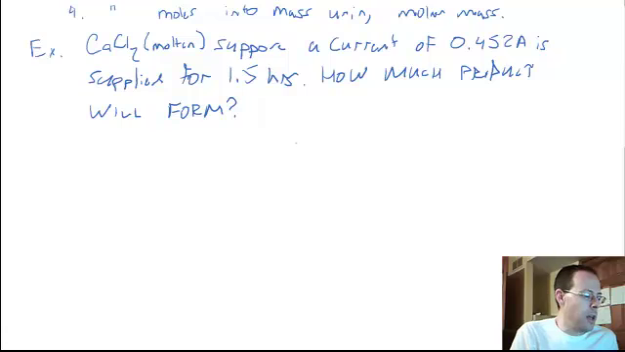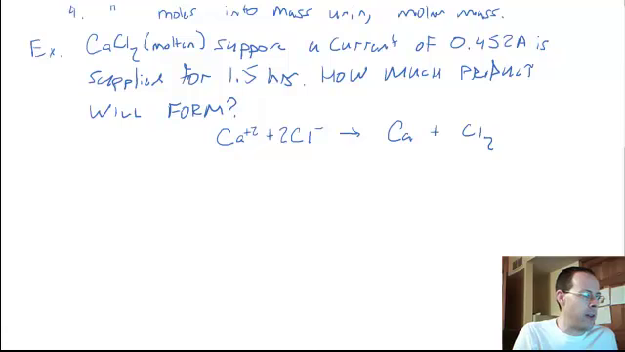Alright, so real quick, our overall equation is going to be calcium ions and some chloride ions are going to make just calcium and some chlorine gas. So to balance this, calcium is a +2, we need that, and we are good.